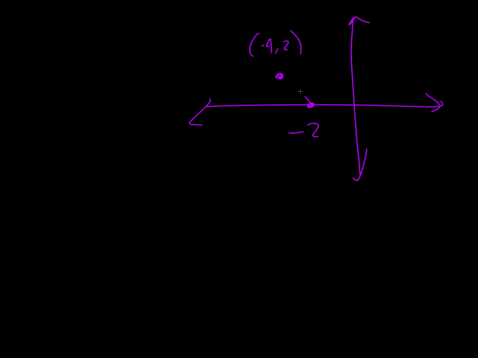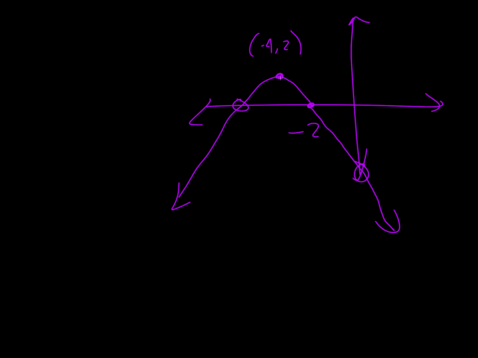Alright, let's go up here, get some space. Okay. We have another one. This time we have a graph that looks like this. We know the vertex is at negative 4, 2. We know one of the x-intercepts is negative 2. We do not know these two spots.